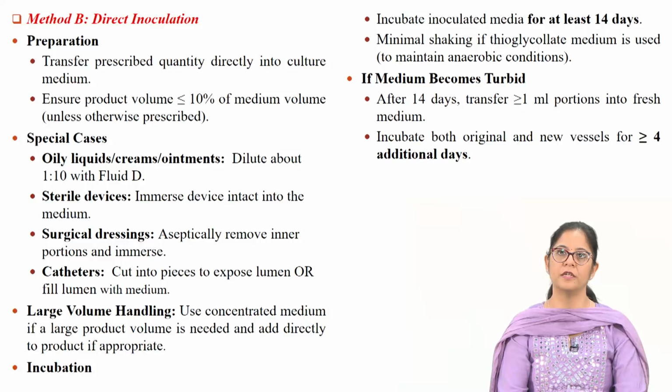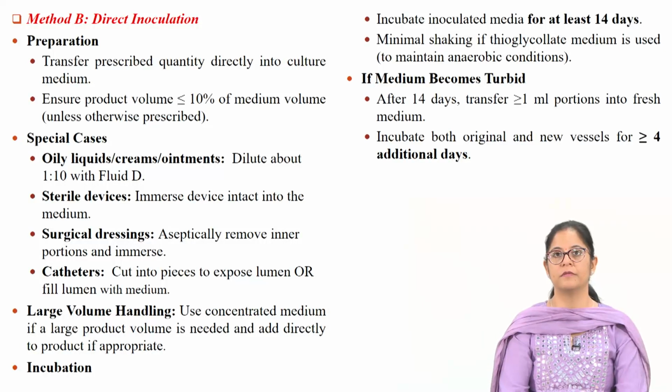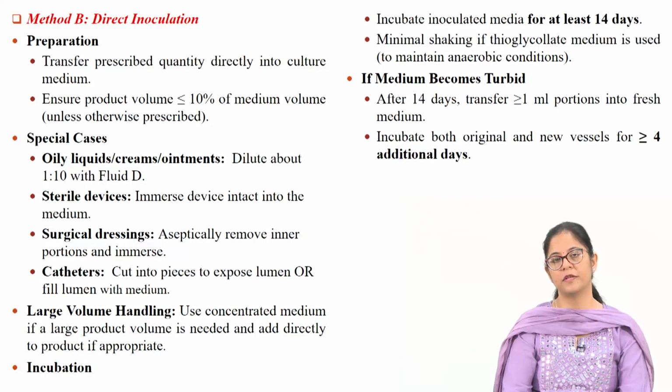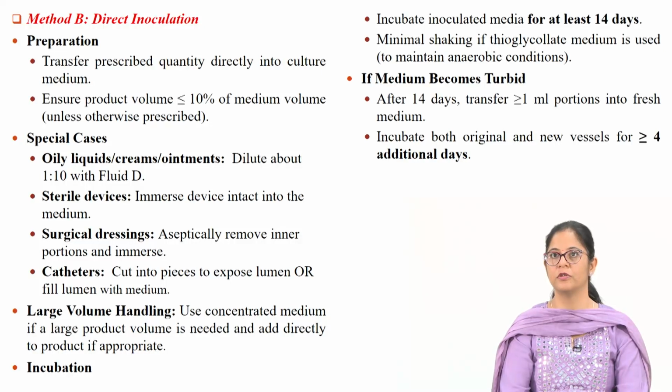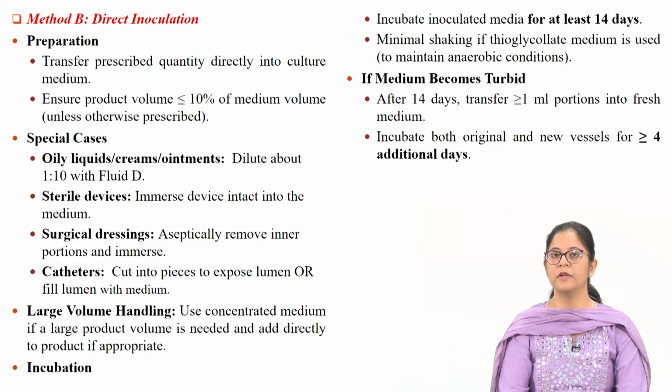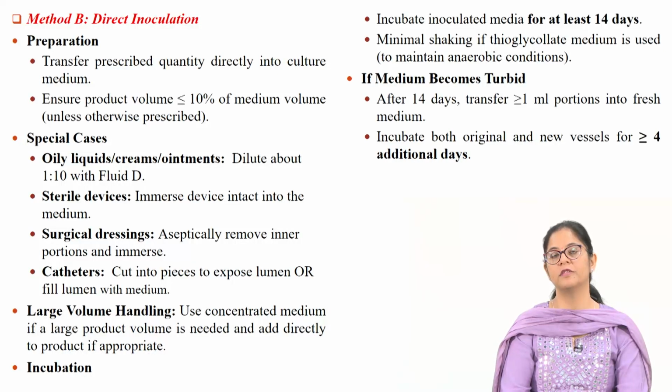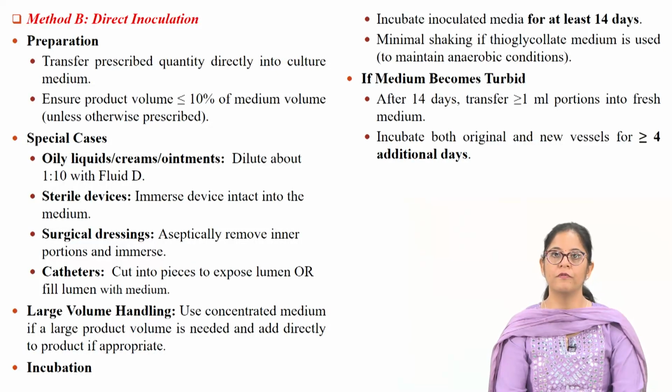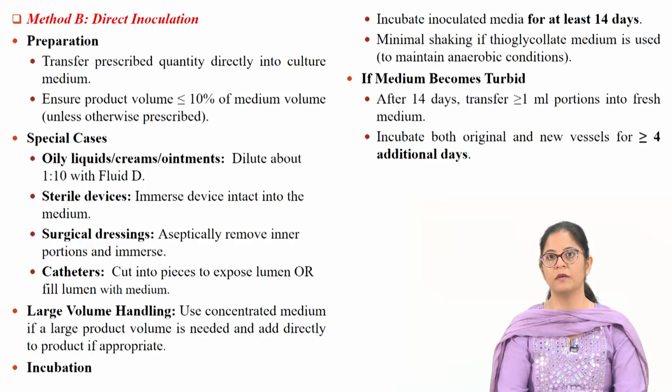Now, for direct inoculation, the preparatory method step involves transferring prescribed quantity of the product into the culture medium directly. It is to be ensured that the product volume should be less than 10% of the medium volume. Medium is the media which will support the growth. So, for oily liquids, creams and ointments, dilution must be done with fluid D in the ratio of 1:10.